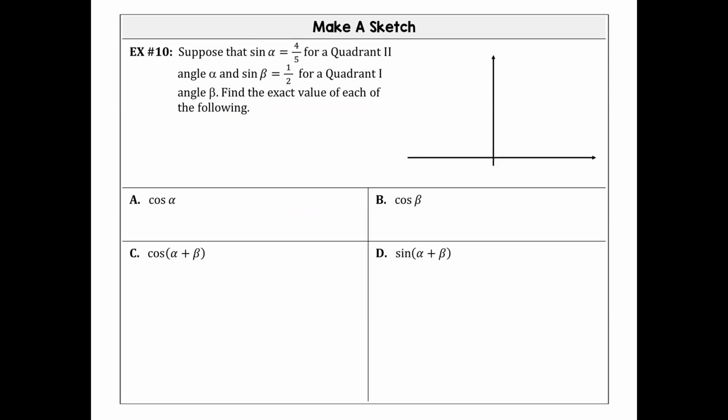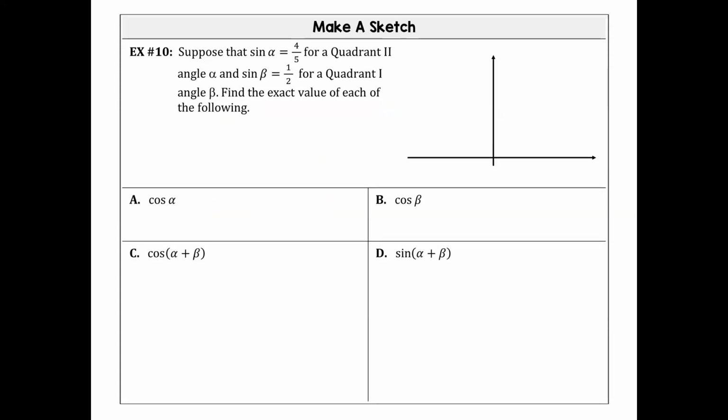Sorry. All right. Here. Suppose that sine alpha equals 4/5 for quadrant 2 angle alpha and sine beta equals 1/2 for quadrant 1 angle beta. Find the exact values of each of the following.